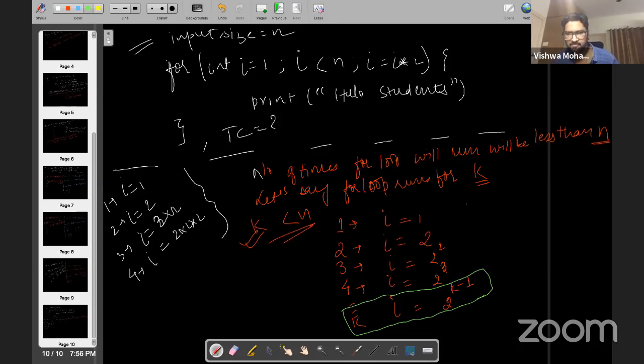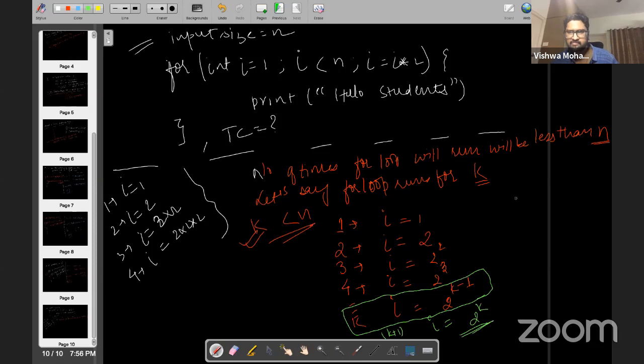And k is the number of times the loop is running, so the k plus 1th time it will terminate. At the time when it terminates, which is the k plus 1th time, the value of i will be 2 to the power k.